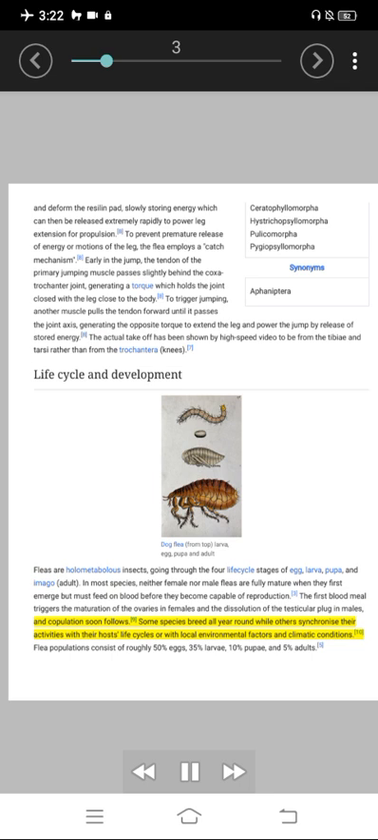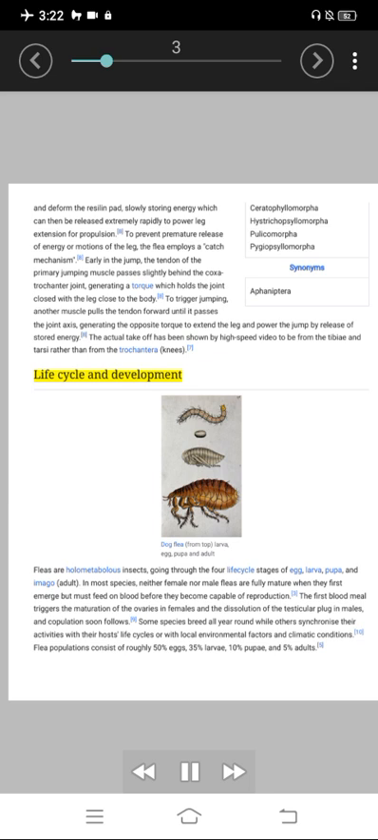Some species breed all year round while others synchronize their activities with their host's life cycles or with local environmental factors and climatic conditions. Flea populations consist of roughly 50% eggs, 35% larvae, 10% pupae, and 5% adults. Clades: Ceratophyllomorpha, Hystrichopsyllomorpha, Pulicomorpha, Pygiopsyllomorpha. Synonyms: Siphonaptera. Life cycle and development.